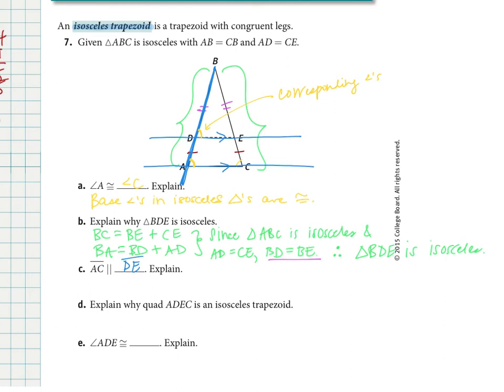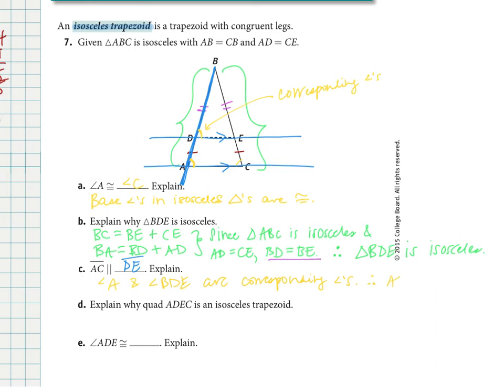So we know that angle A, and we're going to call this one not angle D, we're going to use the three letters. So BDE. So we're going to say those are congruent. So angle A and angle BDE, we're going to say are corresponding angles.